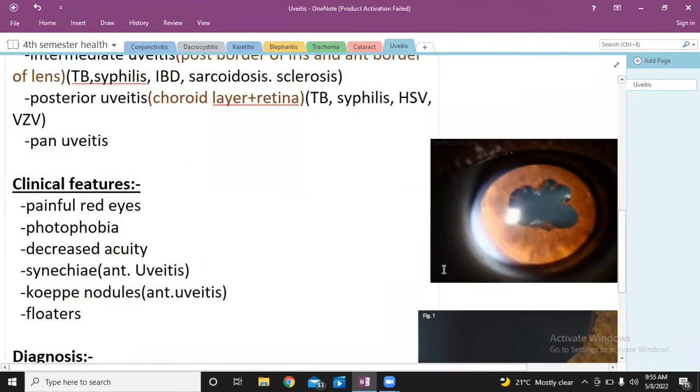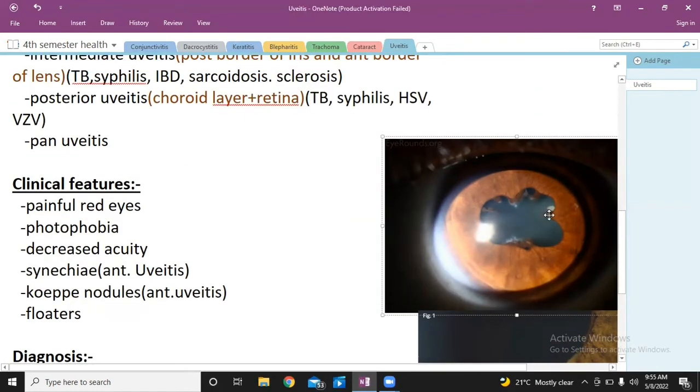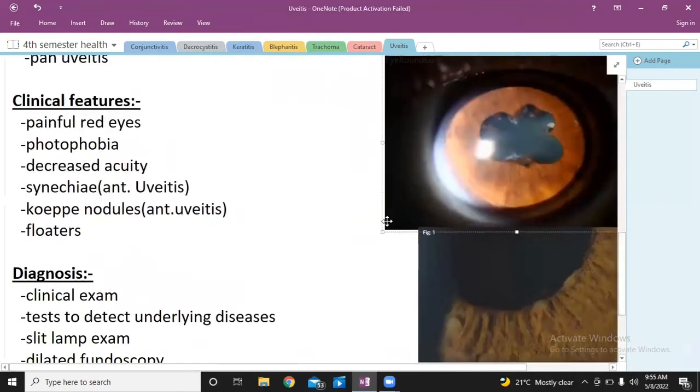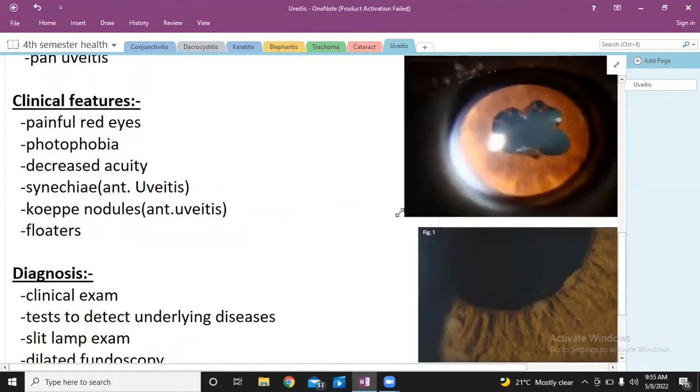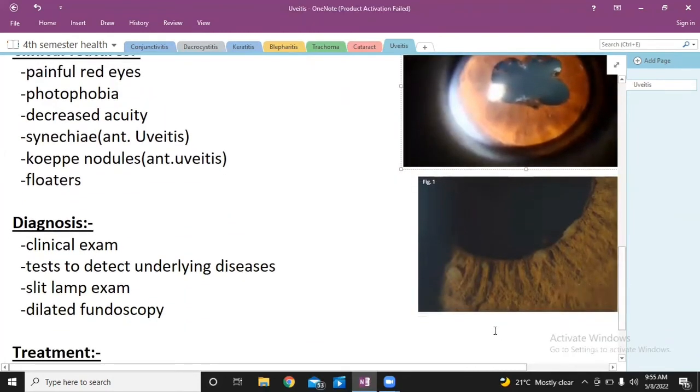This is an example of synechiae. Now, what happens here is that the iris layer usually sticks to the lens, and that causes the extensions of this iris layer. So this is synechiae. This is very much found in anterior uveitis. Okay, then there is another thing which is known as keratic precipitates. Keratic precipitates are also present most commonly in anterior uveitis.